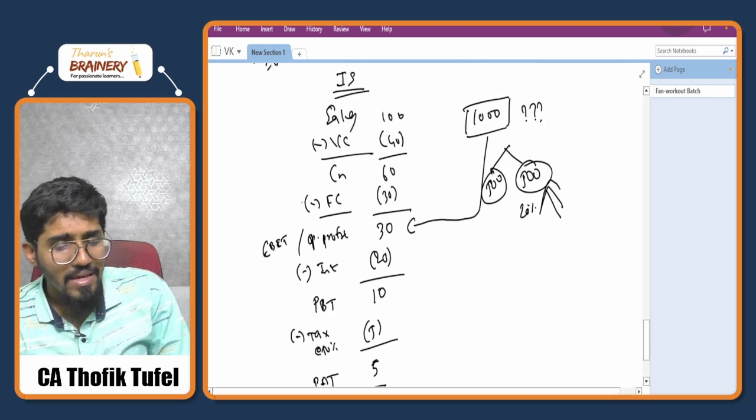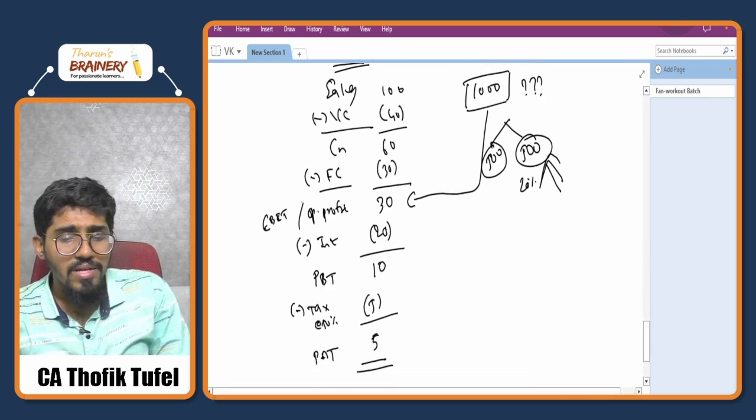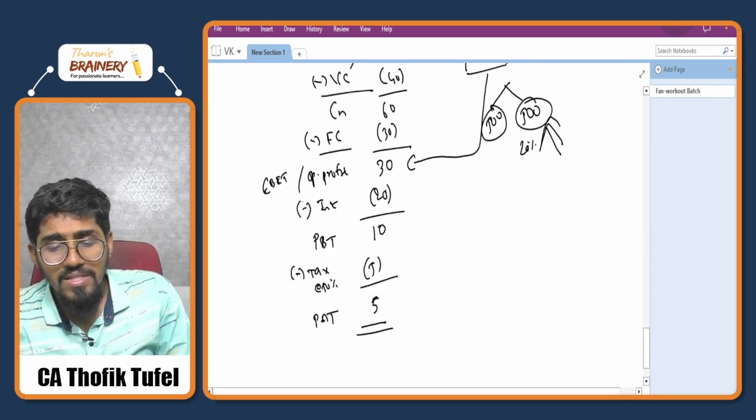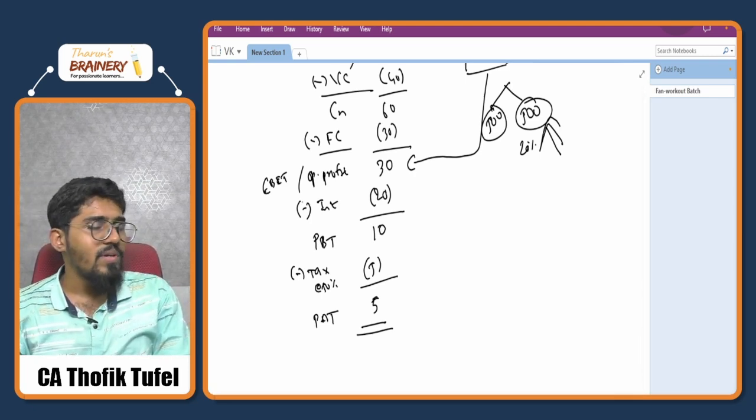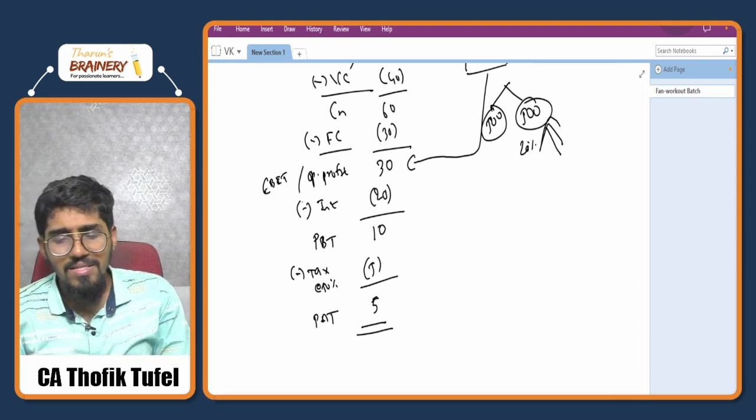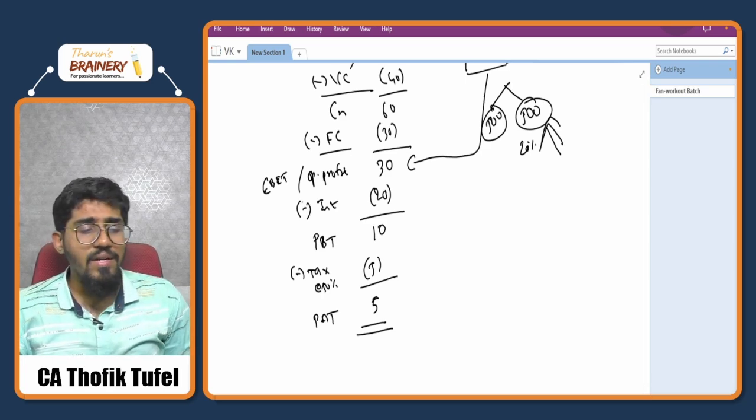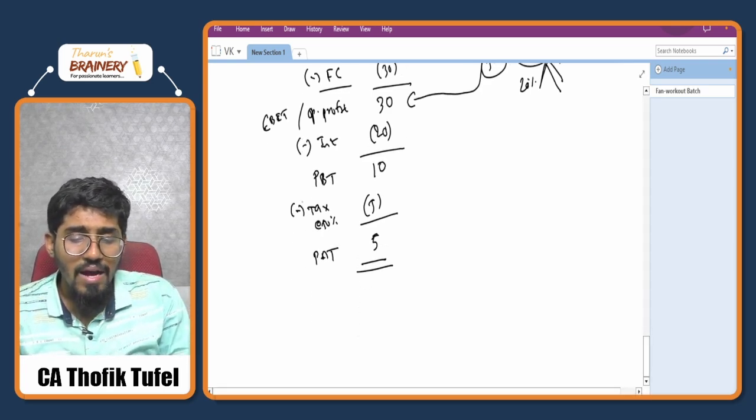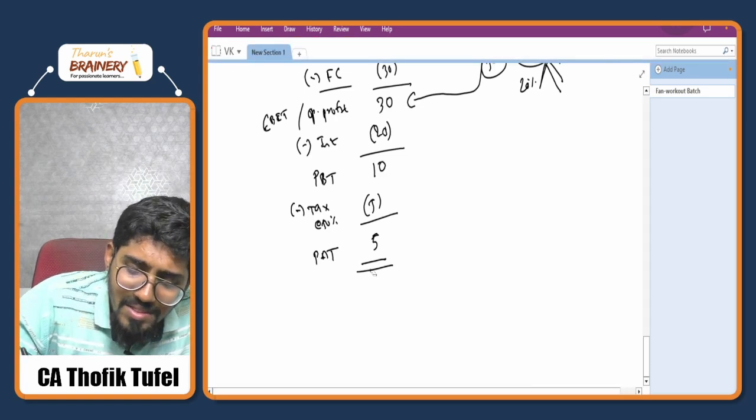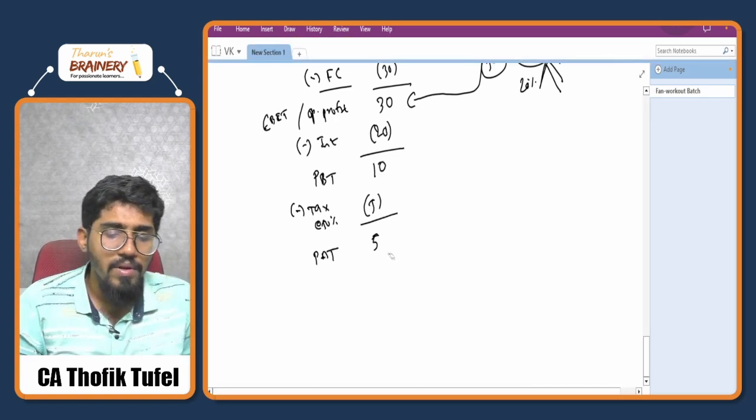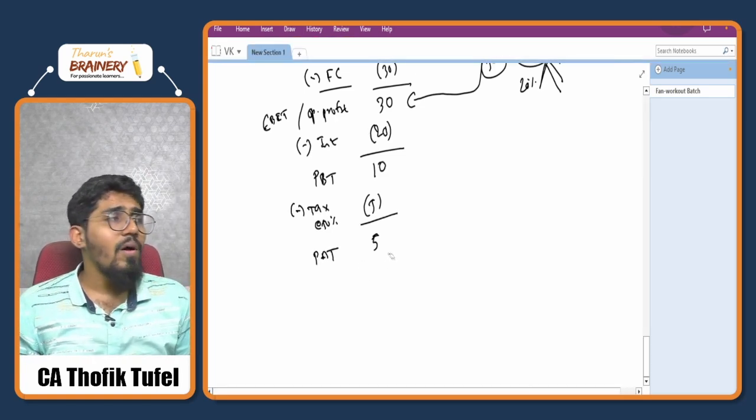Sir, so sales minus variable cost is contribution, minus fixed cost is EBIT, minus interest is profit before taxes, minus taxes is equal to profit after taxes. Profit after taxes is the profit for the company. This is the profit for all the companies.